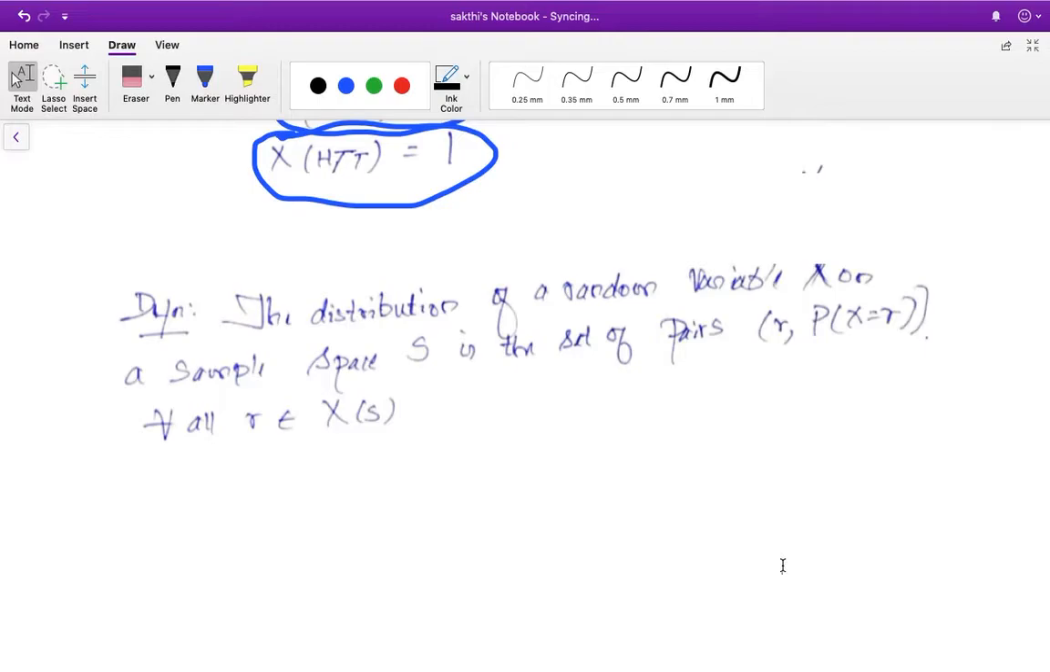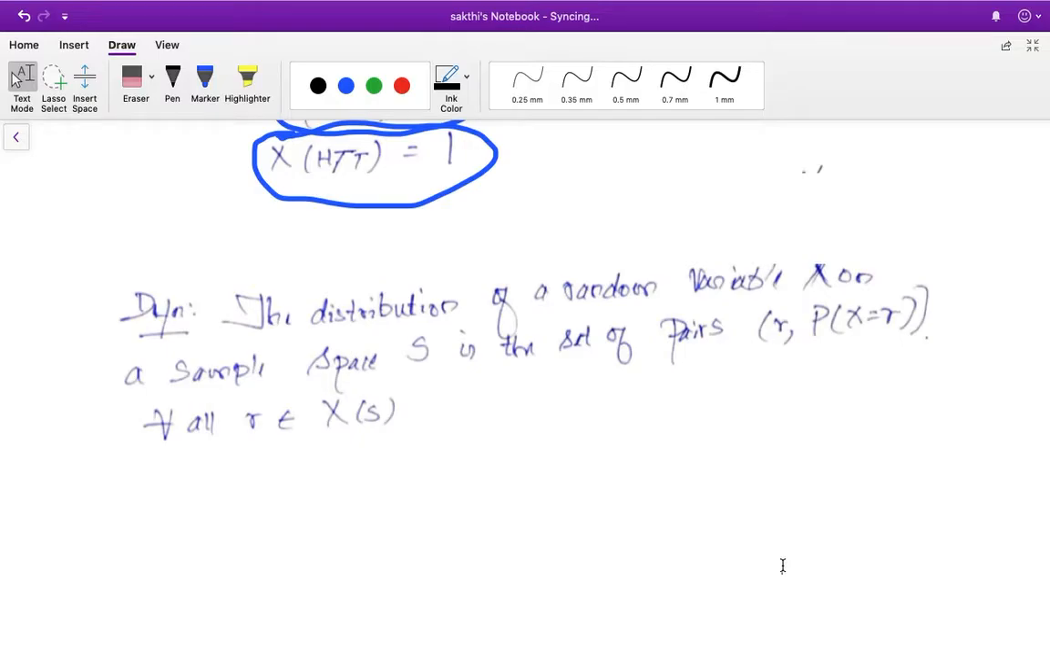So that is the distribution, which has the pair (r, P(X = r)). P(X = r) is nothing but the probability of getting r as the outcome. Suppose the outcome you are looking for is heads out of 3 experiments, then r is nothing but any of these outcomes, which can be HTT or HHH, whatever it can be.